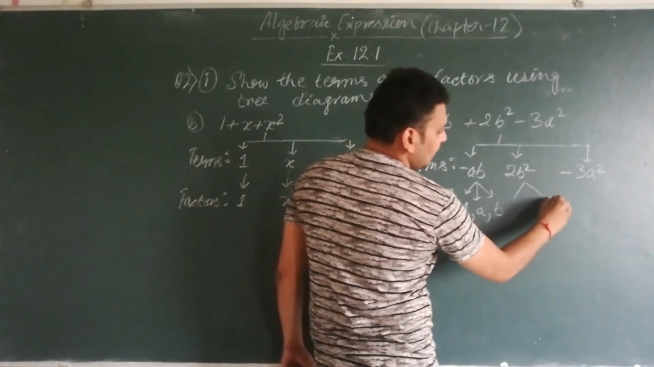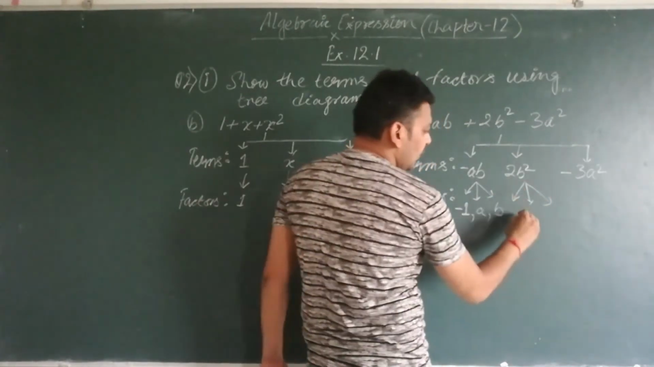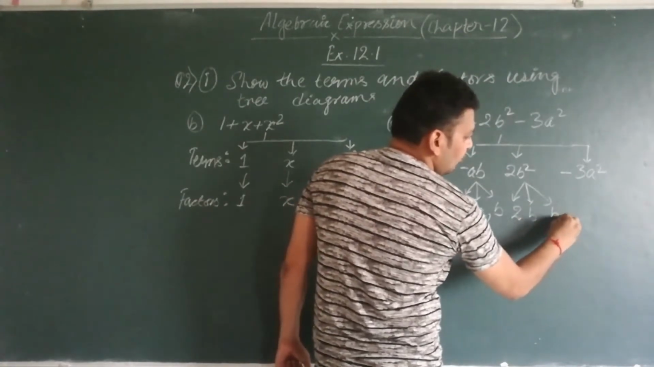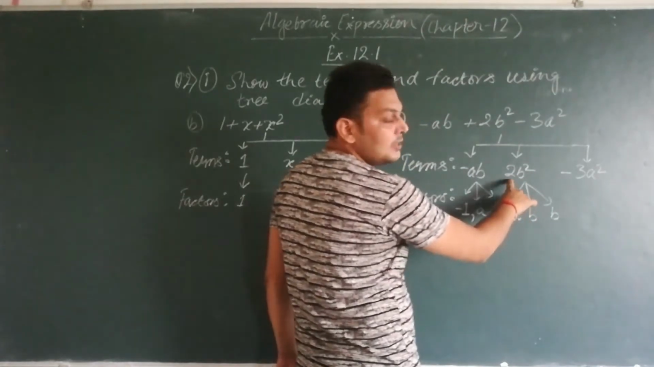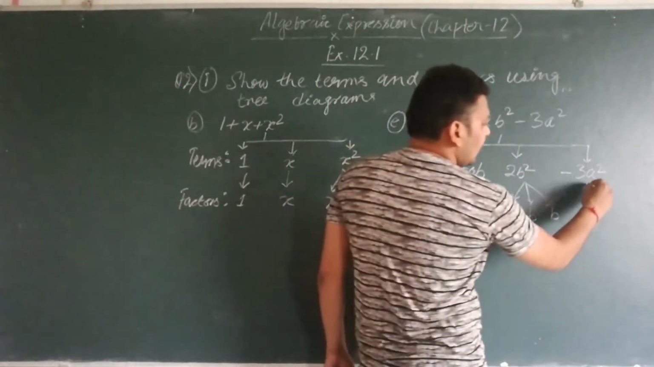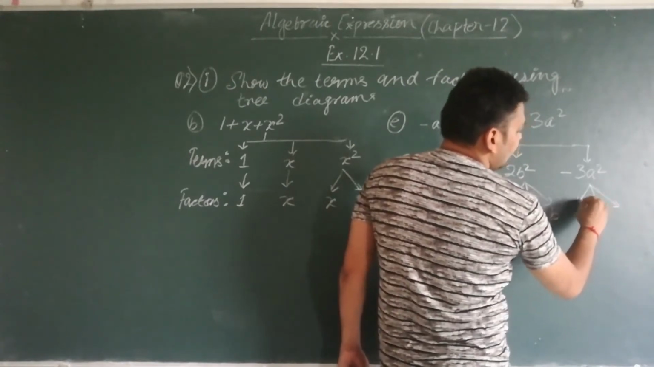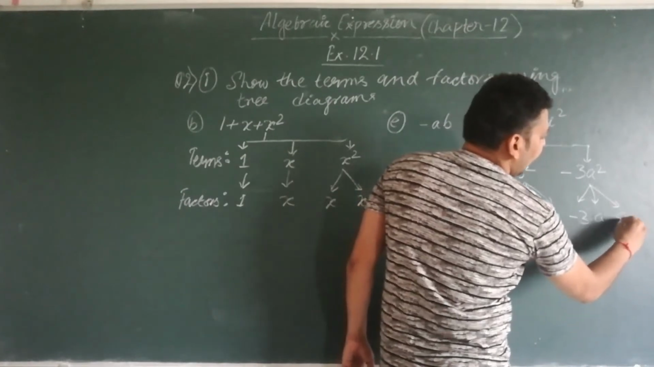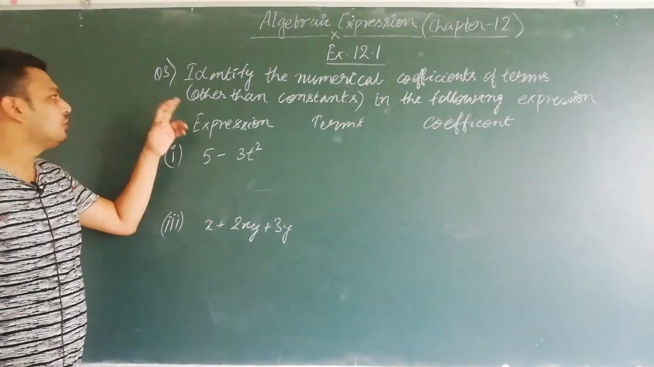In this term, how many factors are there? 3 factors, because it is made of 2 and B into B. B into B makes B square, and 2B makes 2B square. Okay, now the factors of 3 minus 3A square is minus 3A and A.